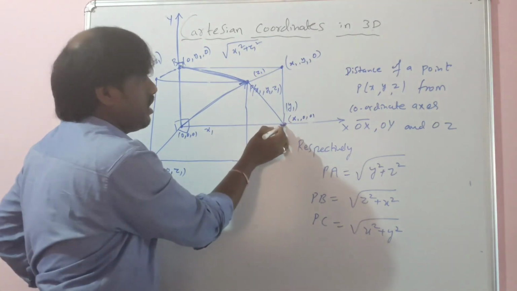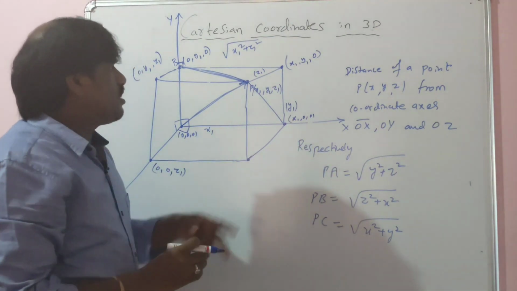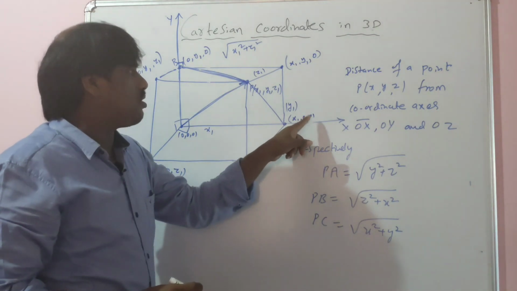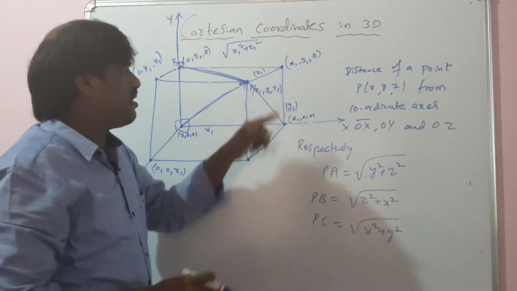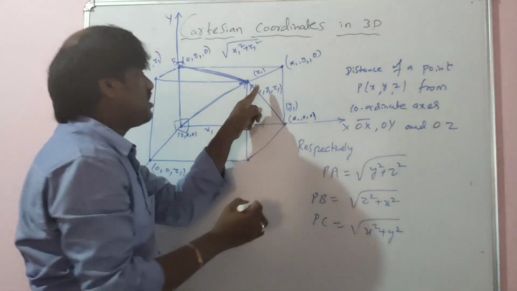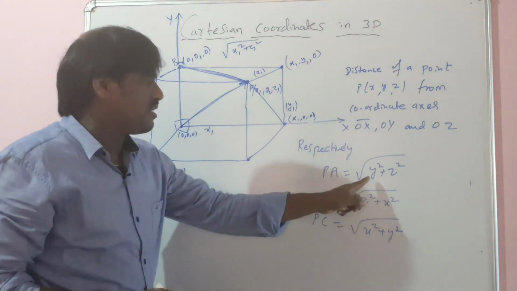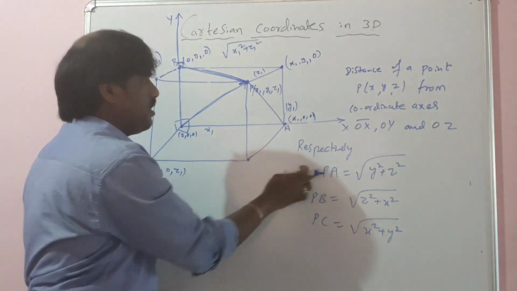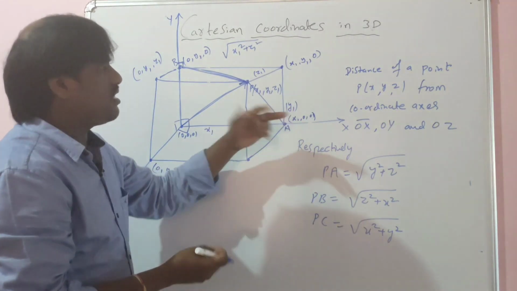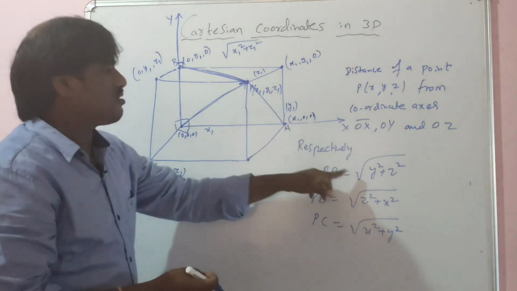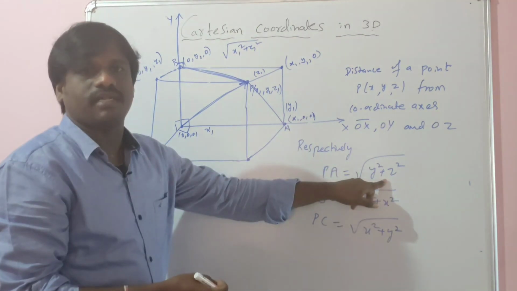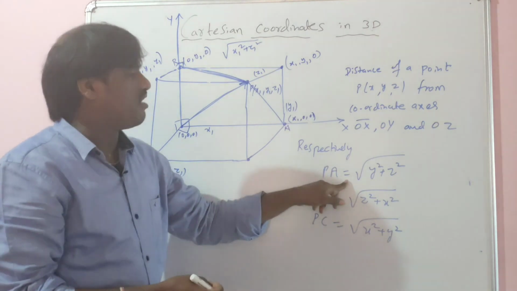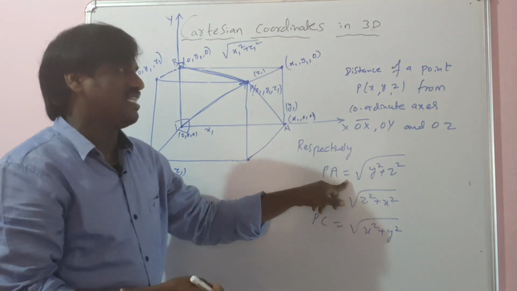Now if I take a point P (x, y, z) and want to find the perpendicular distance on this axis, where the foot point is (x1, 0, 0), if I apply the distance formula, x1 minus x1 is 0, so it comes to y1 square plus z1 square. So this is the point A, and the distance of PA is the square root of y square plus z square.